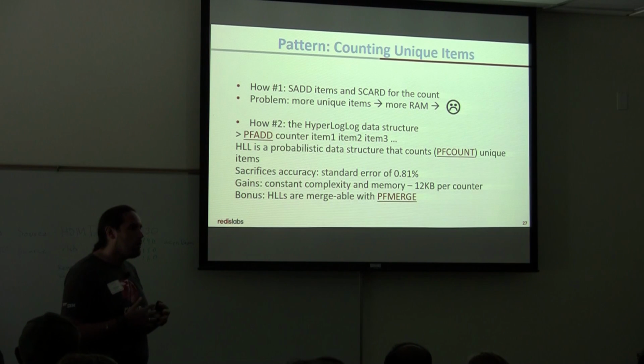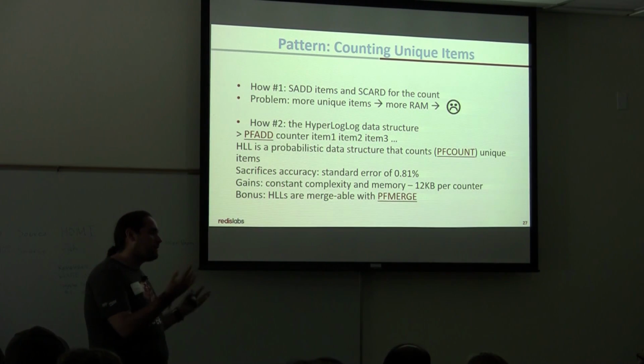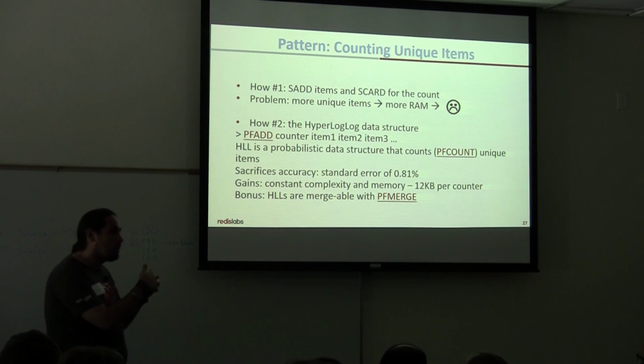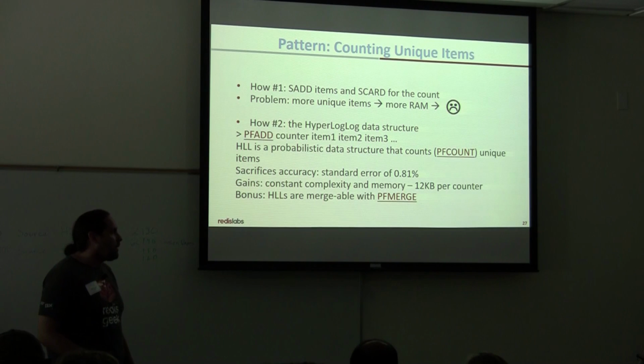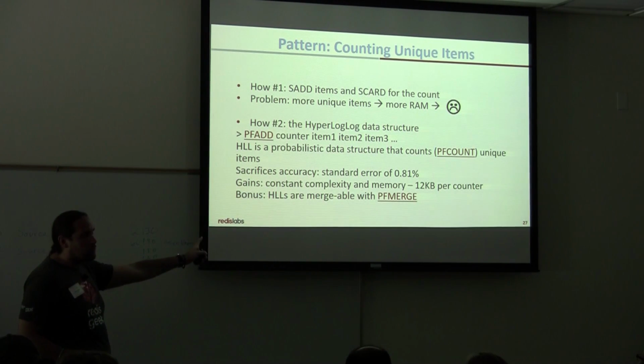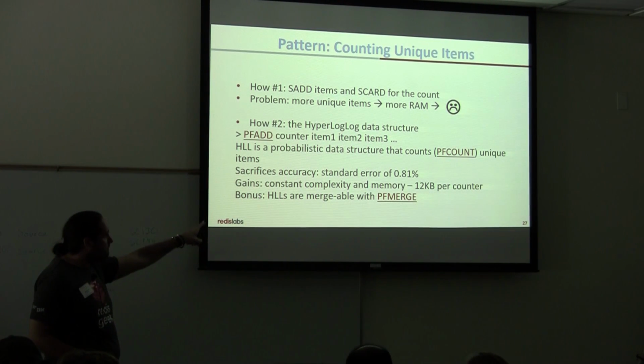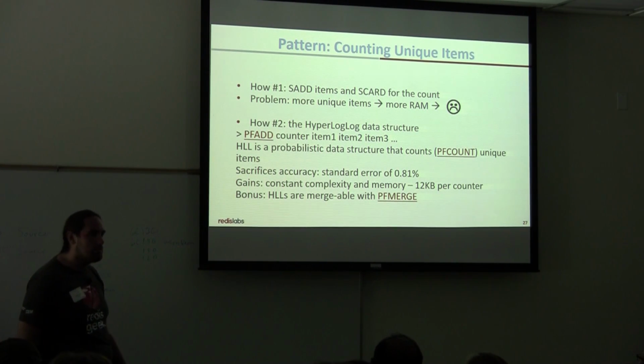You can see, for two different HyperLogLogs, what is the overlapping unique cardinality of those two sets. And this is extremely performant and memory efficient. You can track billions of items in about 12 kilobytes of data space.